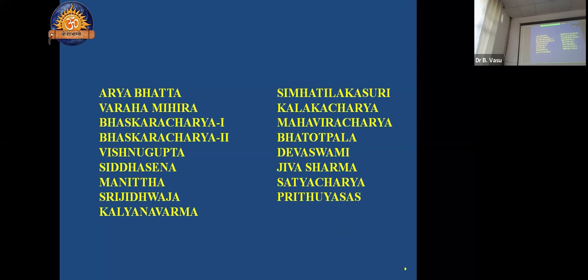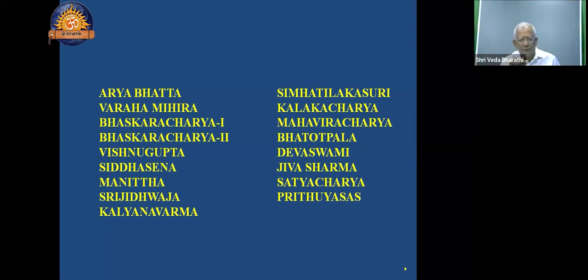Similarly, from Aryabhata onwards, yes, we are familiar. Aryabhata, Varahamihira, Bhaskaracharya 1 and 2, Vishnugupta, who is nothing but Chanakya, Siddhasena, Manitha, Srijidhvaja, Kalyana Varma, Simha Telakasuri, Kalakacharya, Mahaviracharya, Bhattotpala. Chanakya is a great mathematician and astronomer. Bhattotpala is a great mathematician of the 9th century in Kashmir. He wrote great commentaries for several mathematicians like Varahamihira. Devaswami, Jiva Sharma, Satyacharya, Prithuyashas, the son of Varahamihira.